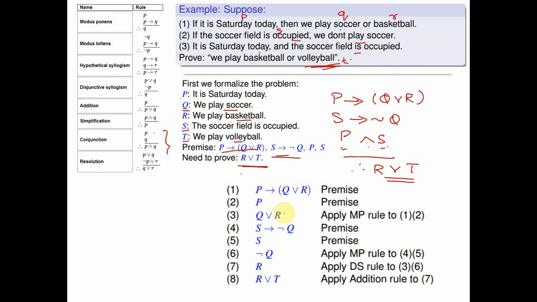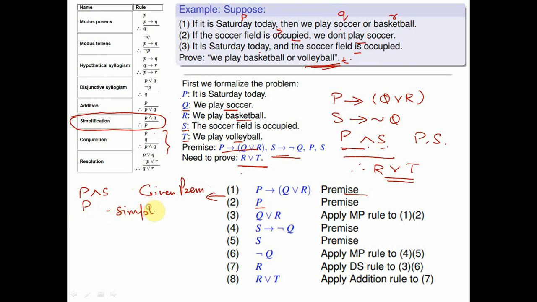So let's begin. P implies Q or R is our premise. P and S is our premise. I can either write P and S as separate premises, or I can introduce a step over here. I can write P and S as a given premise, and then I can write P by simplification of this premise. So I'll get P from here.